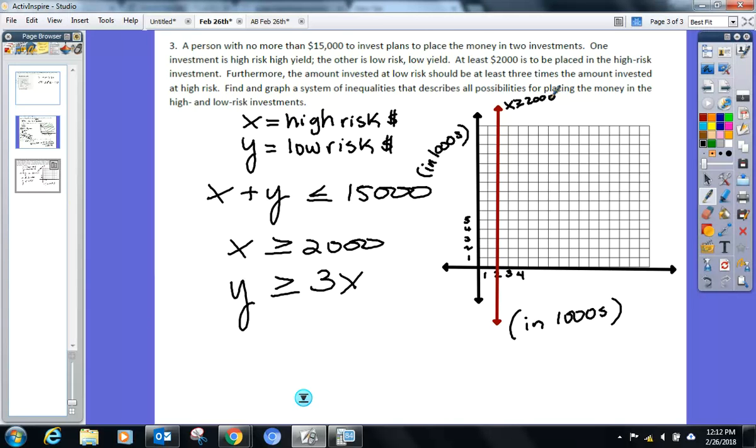There's not much to solve for. Ready? Here you go. 0 for x. What's your y? 15,000. So one point's going to be 0, 15,000, and your other point will be 15,000, 0. Yep.